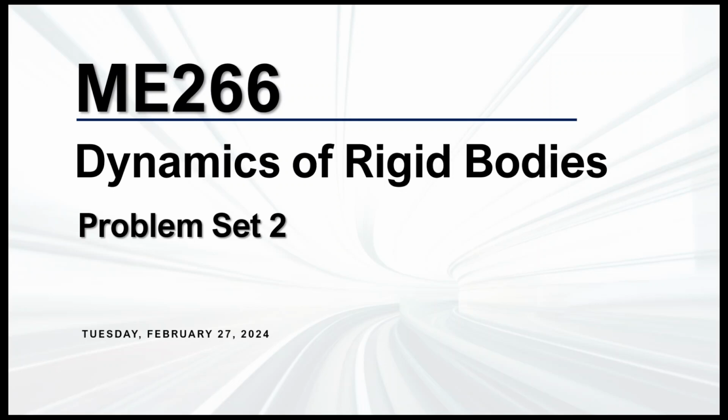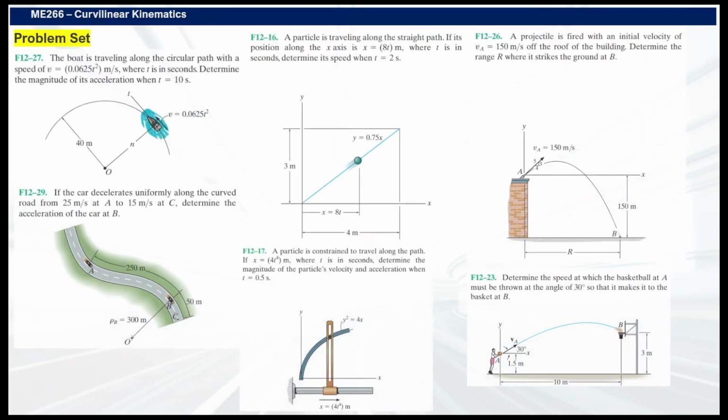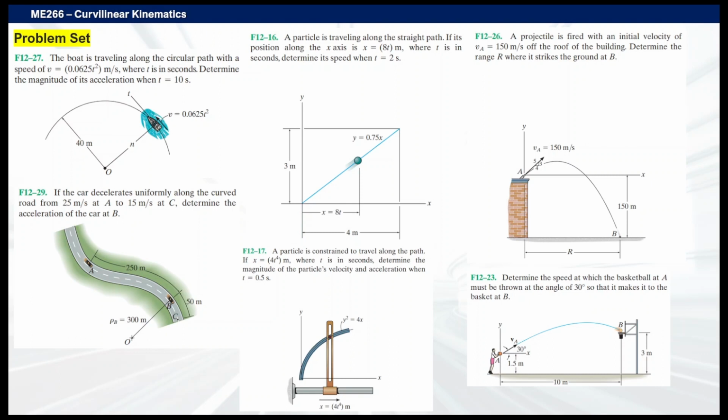All right, so this is problem set number two, and we'll be primarily focusing on curvilinear kinematics. So meaning we're going to be talking about more on a combination of horizontal and vertical movement. We're going to be talking about relationships between tangential and normal acceleration. And of course, solving equations such as velocity, displacement, acceleration as represented with the given as an equation of a line.